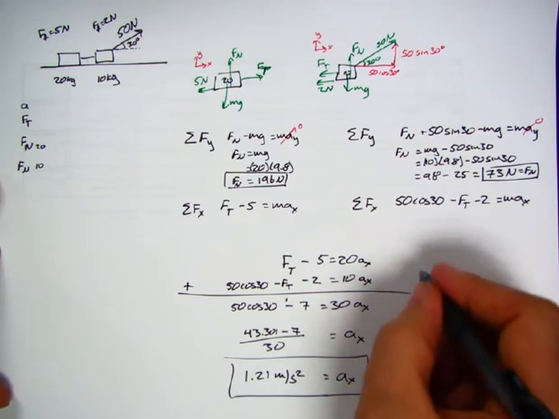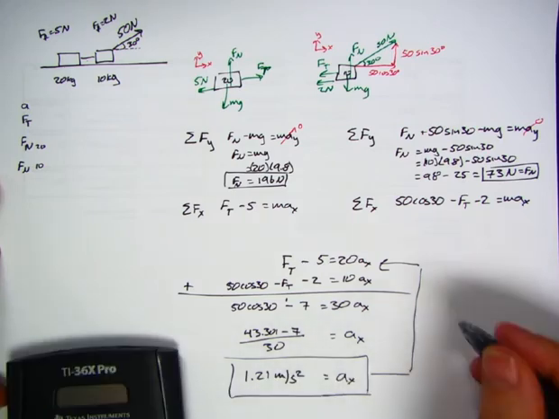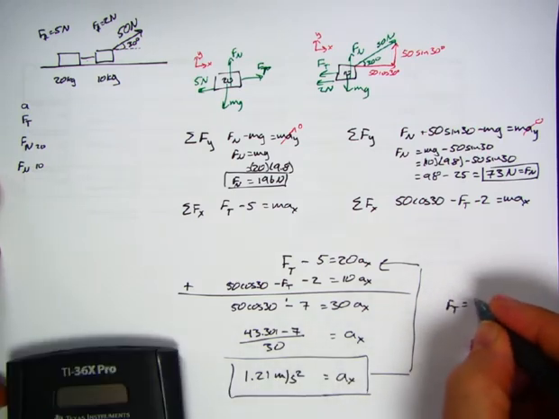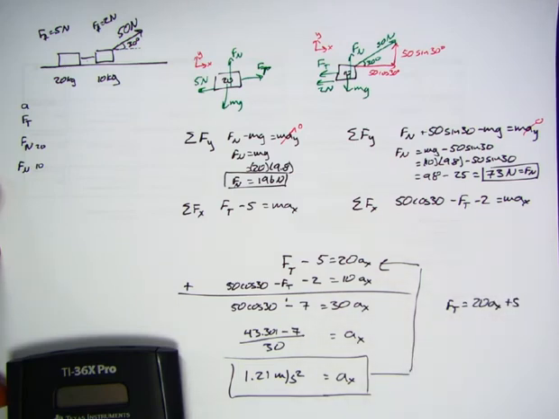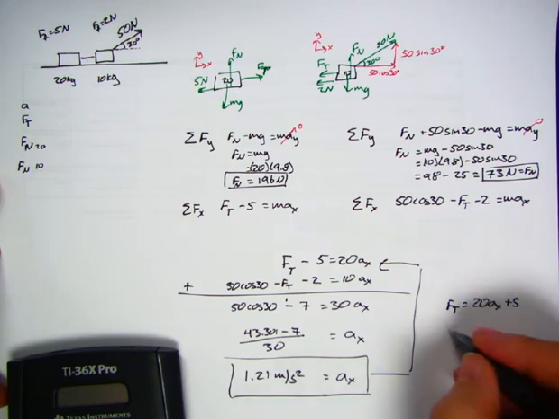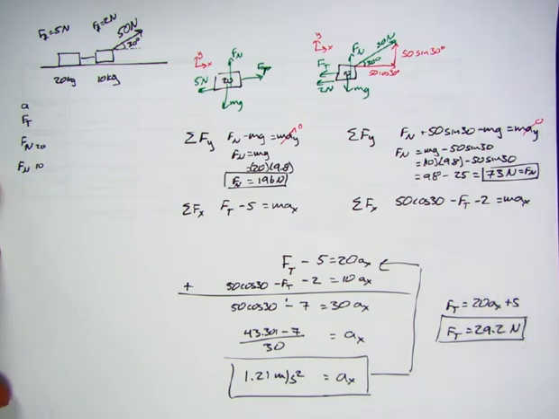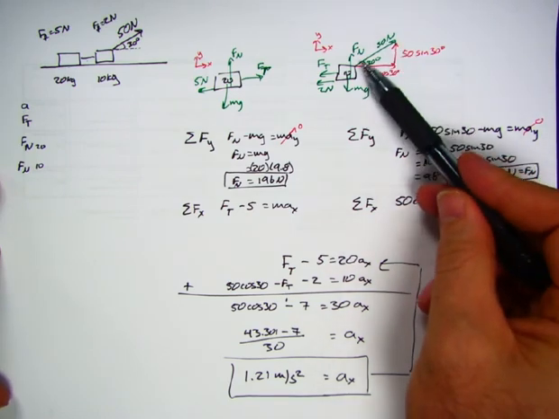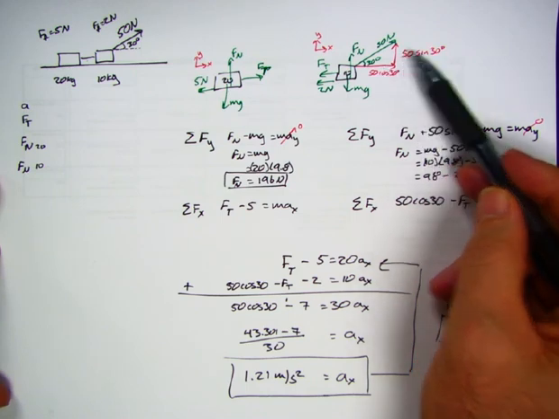And then again, that's pretty straightforward. Just plug that into the other equation, and we can find our force of tension. So force of tension equals 20 a_x plus 5, or force of tension is equal to 29.2 newtons. Okay, so pretty straightforward. The only thing we needed to be careful with was this coordinate system, this force that was not in the direction of one of our coordinates, so we just broke it down into the x and y components and solved everything.